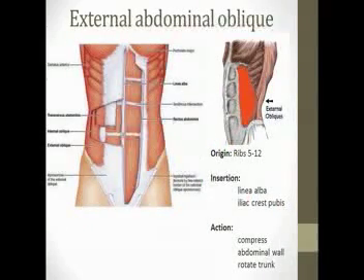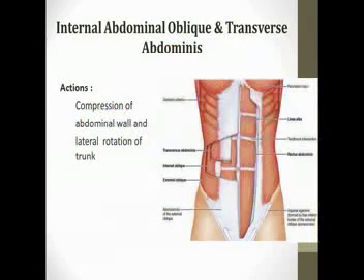The external abdominal oblique, you need to know the origin and insertion for this. The origin is ribs 5 through 12, and it inserts onto the linea alba, as well as the iliac crest and pubis. The action is to compress the abdominal wall and rotate the trunk. The internal abdominal oblique and transversus abdominis actions are compression of the abdominal wall and lateral rotation of the trunk.